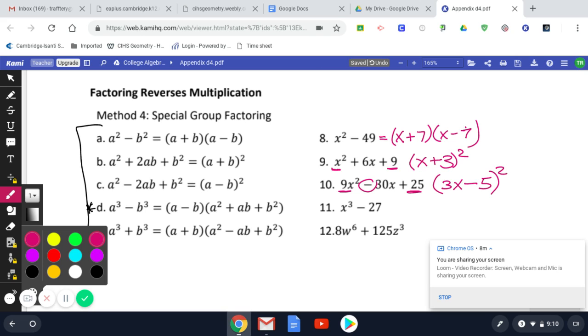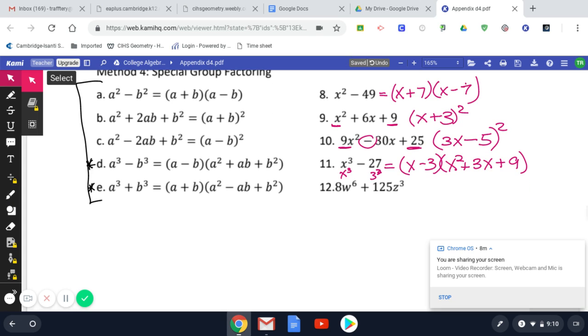Number 11 is the difference of cubes. 27 is 3 cubed. So then what that tells me is I can follow the pattern. And so this is x cubed and 3 cubed. So I can have x minus 3 times x squared plus 3x plus 3 squared, which is 9.